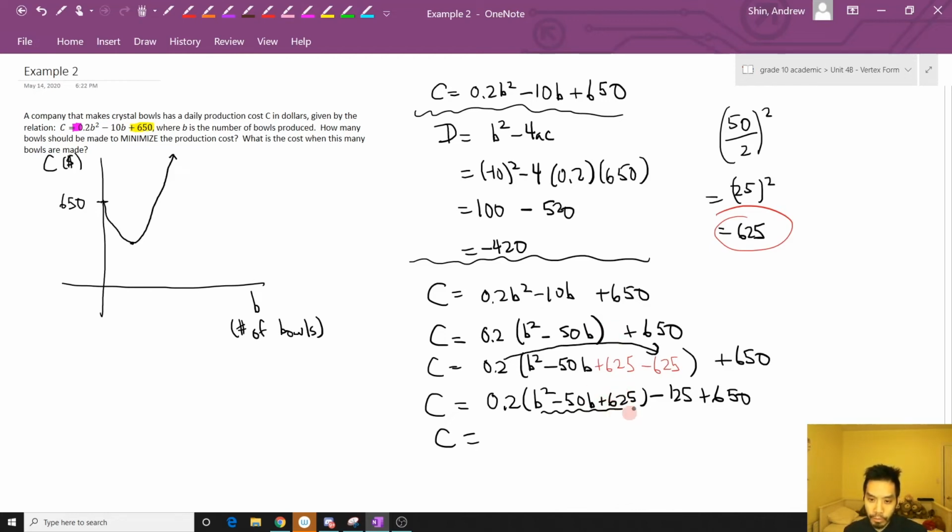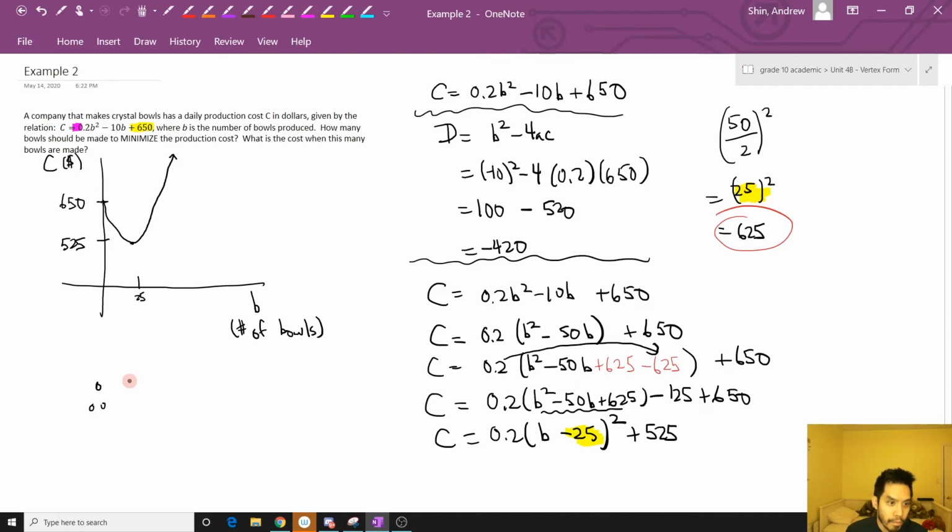We need to find two numbers that multiply to 625 and add to 50. We found two numbers that multiply to 625 and are also half of 50. So this value is going to be minus 25, and we got that from this part right here. So two 25s, and then 650 minus 125 is going to be 525. And so now we found our vertex. The cost is 525, that's my vertex there, with the b value, or the number of bowls being produced, being 25. So in order to minimize this production cost, we have to produce 25 bowls, and it'll cost $525. And that's the answer to this question.